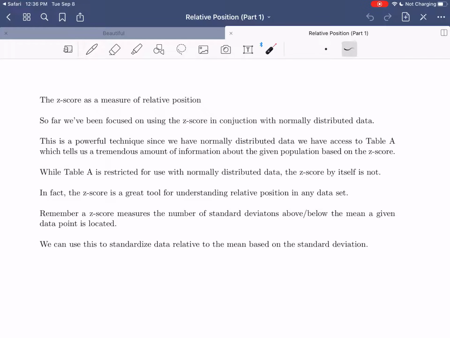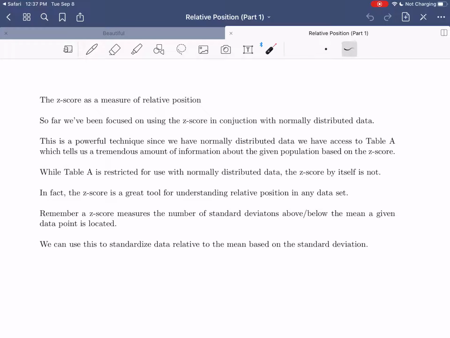Remember that a z-score measures the number of standard deviations above or below the mean a given data point is located. So what the z-score is really doing fundamentally is telling you where a data point is located relative to the mean based on the standard deviation. In other words, we can use the z-score to standardize data. What we mean by standardize is that the z-score gives us a way of comparing values or individuals from different populations against one another on a level playing field. And what levels that playing field? Well, that would be the z-score.